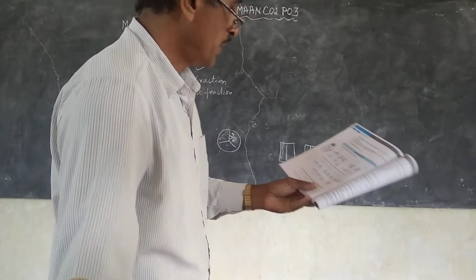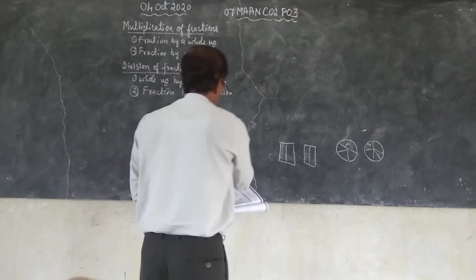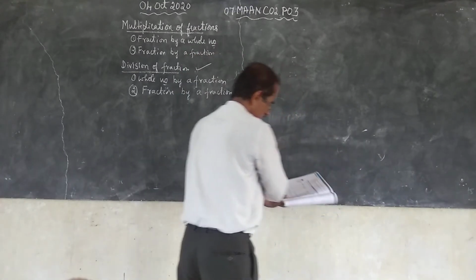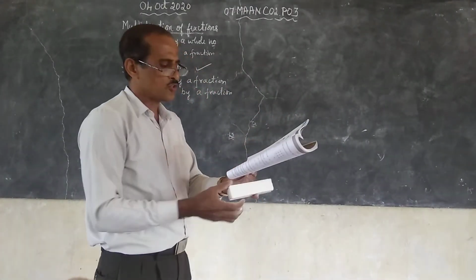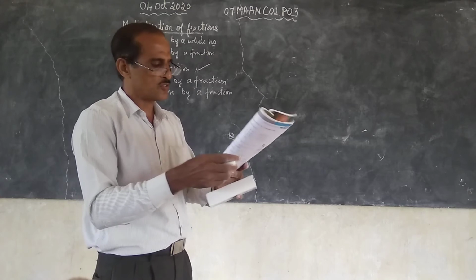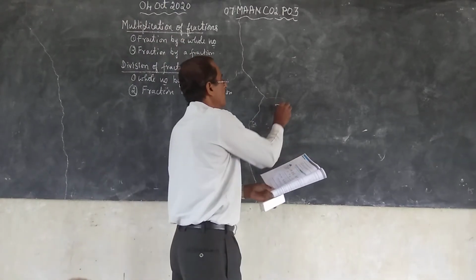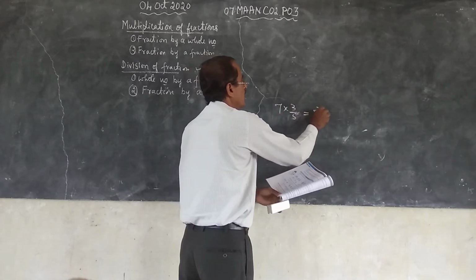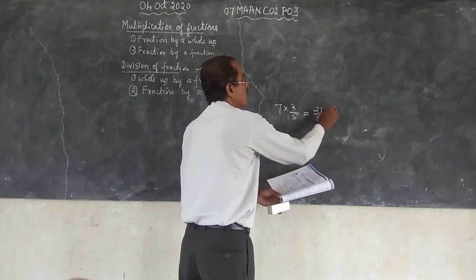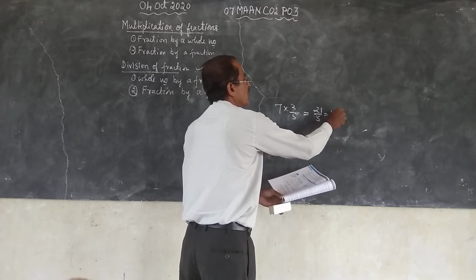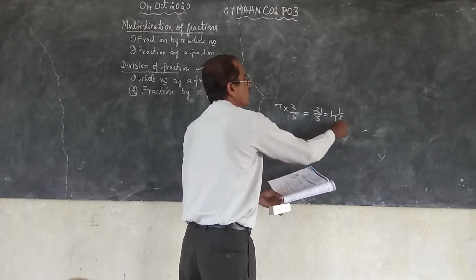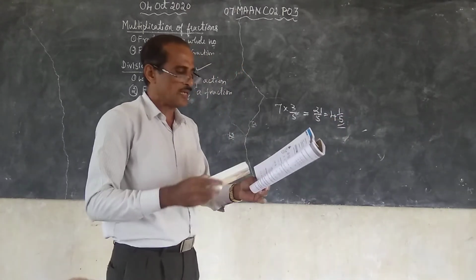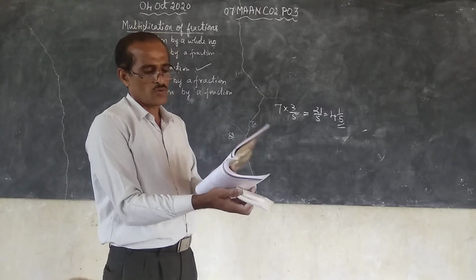Next, the second question also moves like that. Look at the third question. Multiply and reduce to the lowest form and convert into mixed fraction. 7 into 3 by 5. You have done this now. 7 into 3 by 5 means what? 7 threes are 21, by 5. 21 by 5 means 5 fours are 20, 1 remainder, over 5. So 4 1 by 5 is the answer. Like that, all the questions you have to solve.